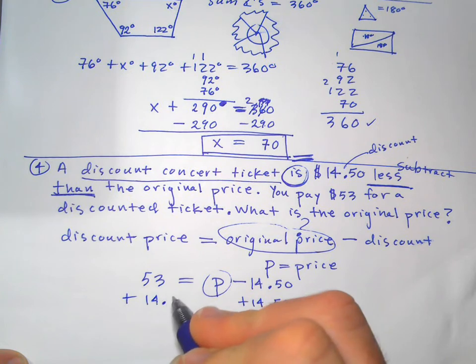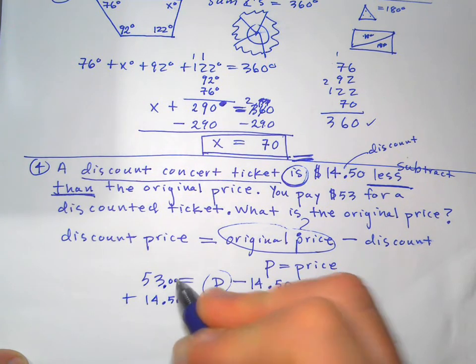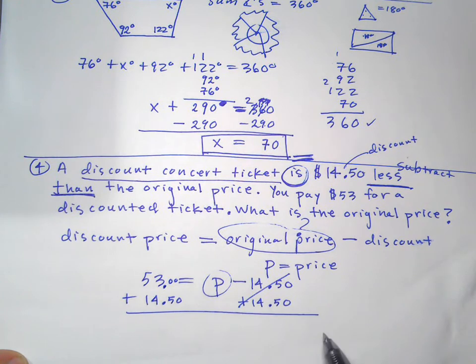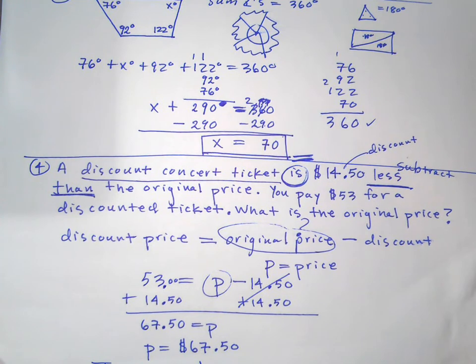Now usually when you add decimals, you want to line up the decimals, so 53 is like that right there, right? And so 67.50. Now for your final answer, you usually would go ahead and just put the variable on the left-hand side. And you might even say, the original price is $67.50. Because then you're writing it more like the way they asked you.